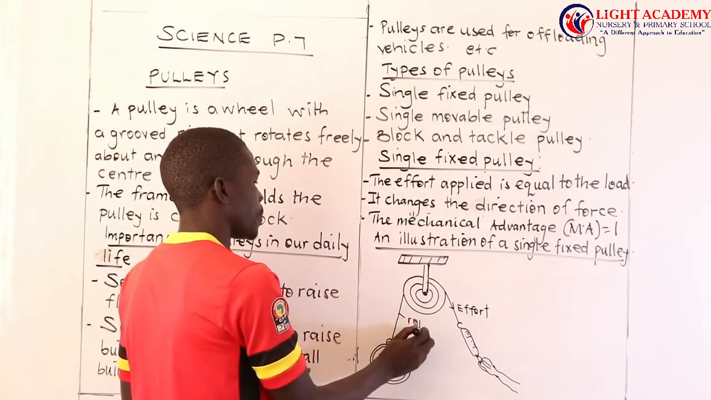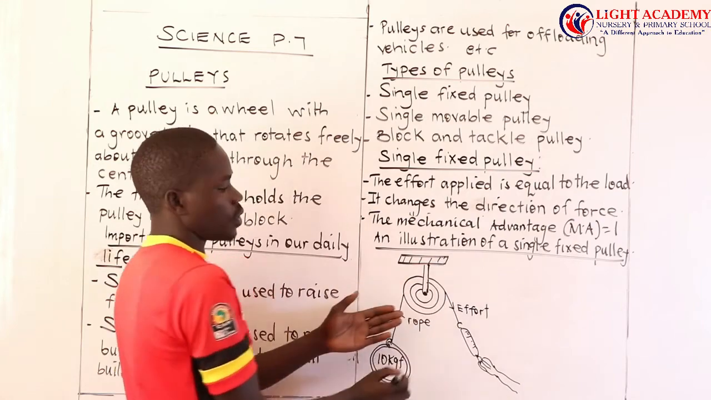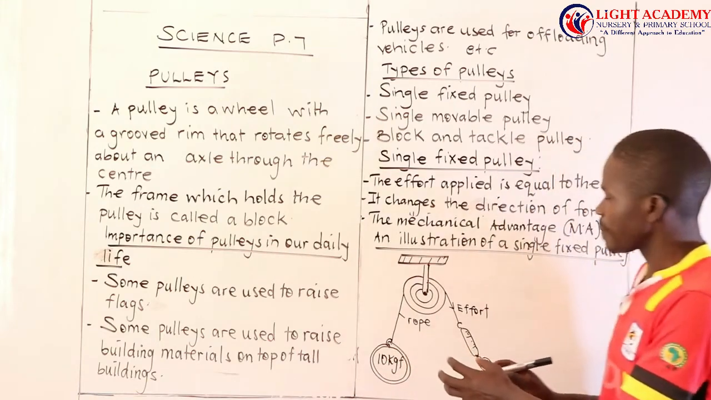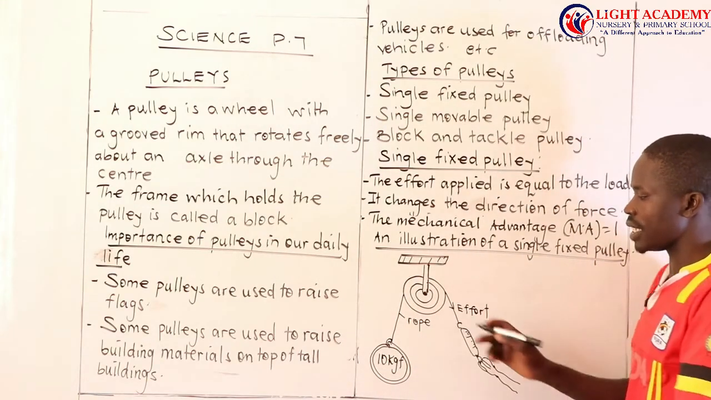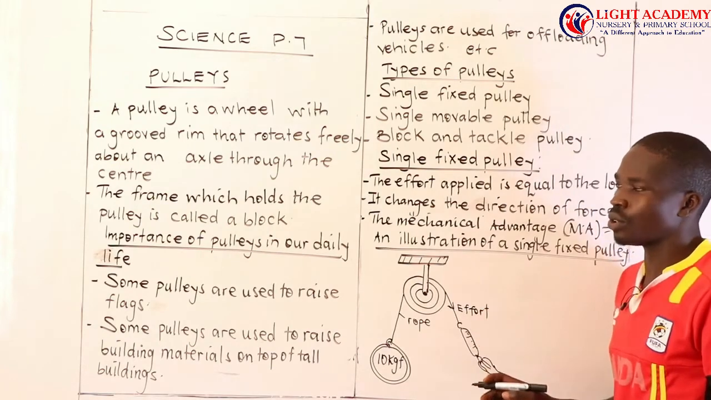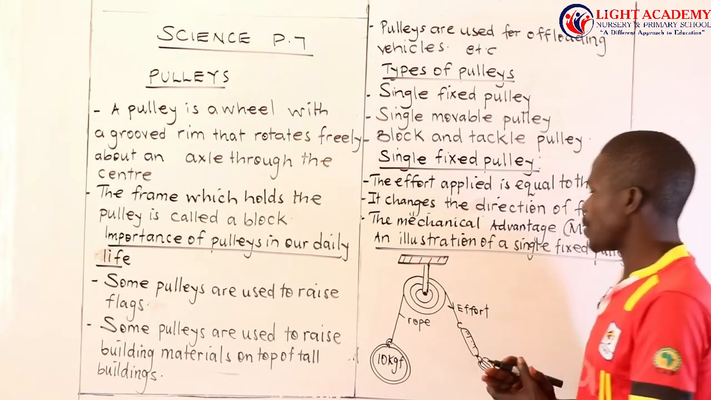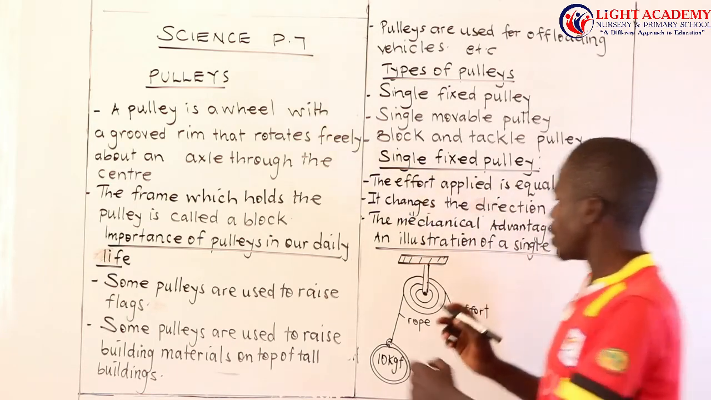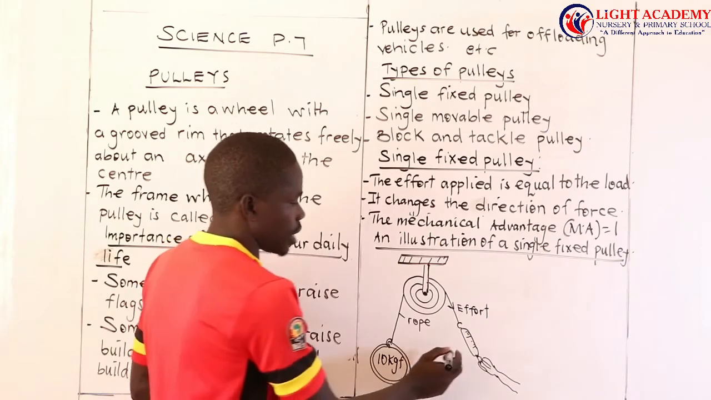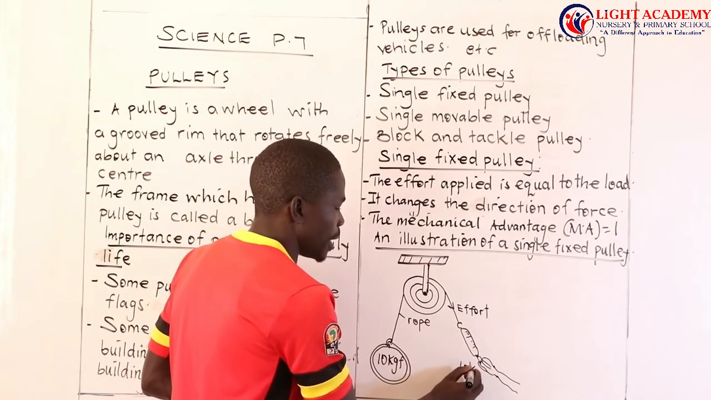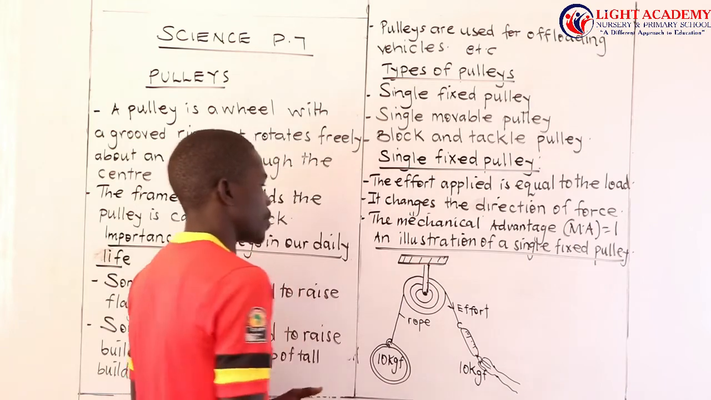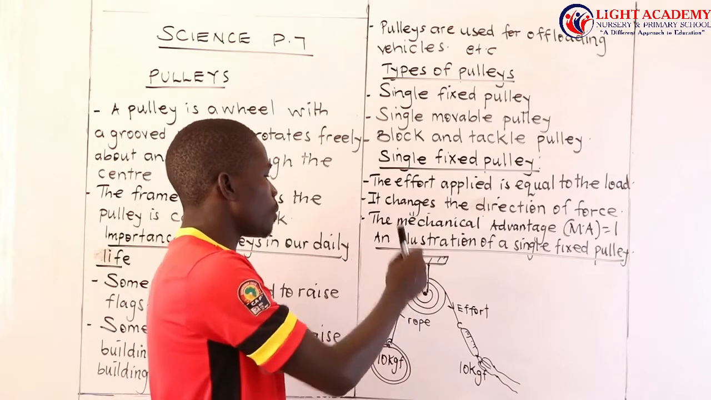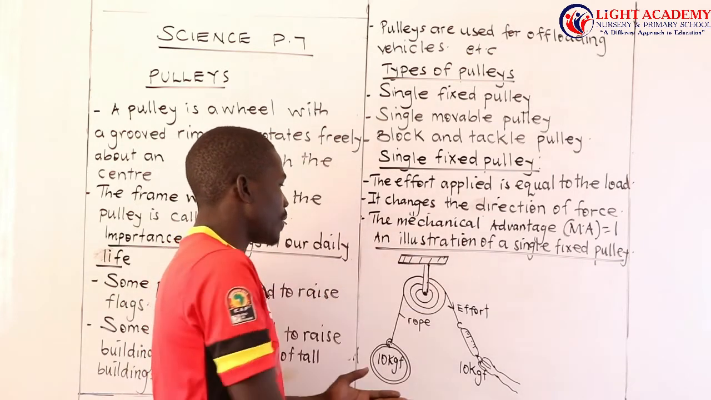This is the rope. What is preventing the rope from sliding is the grooved rim. The direction of the effort faces downwards. You pull, so the effort applied is equal to the load. When the load is 10 kilograms, the effort applied will be 10 kilogram force. It changes the direction of force because it's pulling downwards, yet as you pull, the load moves upwards. The mechanical advantage is always 1.